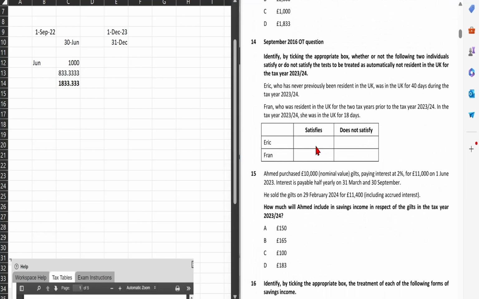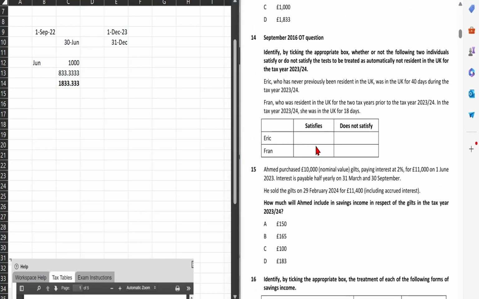Moving ahead: identify, by ticking the appropriate box, whether or not the following two individuals satisfy the test to be treated as automatically non-resident in the UK for the tax year 2024. What are the conditions? First, live for less than 91 days in the UK if having overseas employment. If not having overseas employment, then he or she should live less than 46 days. And in case the individual was previously UK resident for 3 years, then live less than 16 days. Erika has never been previously resident in the UK, so the last condition is omitted and only two conditions remain: 91 days and 46 days.